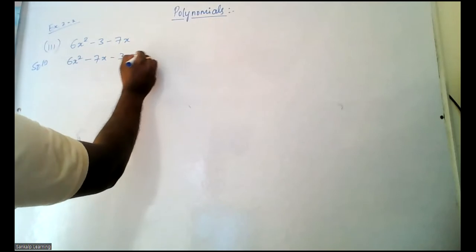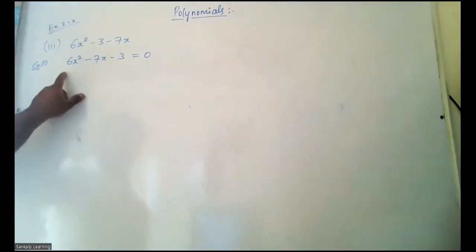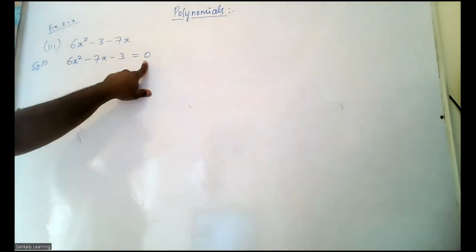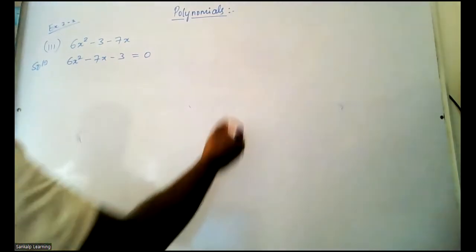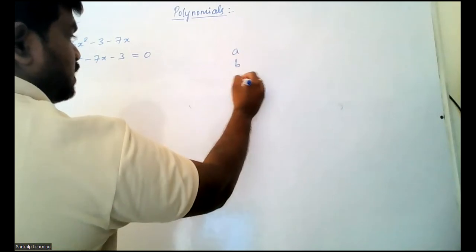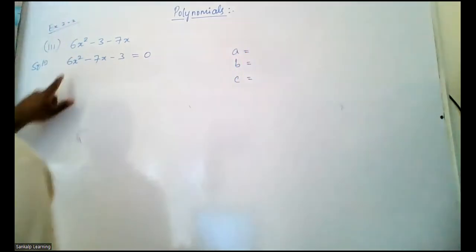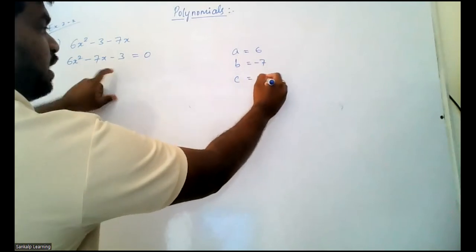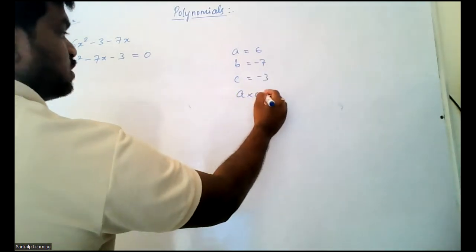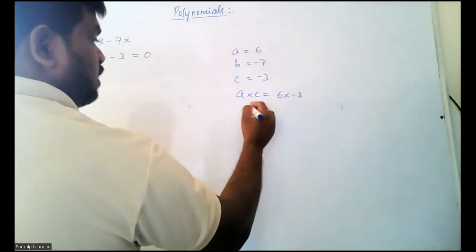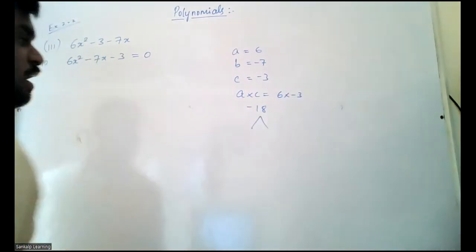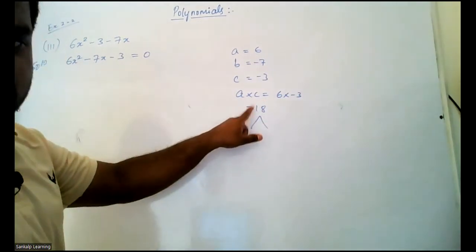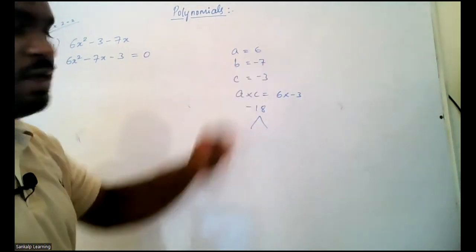After rearranging, let's equate it to 0. See, minus 7x comes first, then minus 3. Okay. We have rearranged it and we have equated to 0. The same stuff, a, b, c. What is a here? 6. B is minus 7. C is minus 3. So a into c, that is 6 into minus 3, that gives you minus 18. So again, if you multiply, you should get 18. Since it is minus, you have to subtract it to get 7.